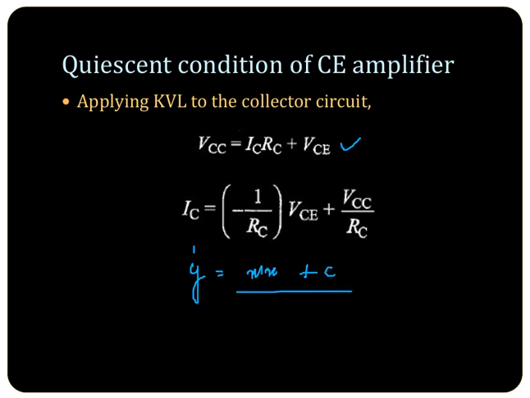This is the equation of a straight line. So the slope of the straight line, if you take IC as the y-axis variable, that is what we are taking on the output characteristics, and the x-axis variable is VCE, you will get the slope of the line as minus 1 by RC, and the y-intercept C, which is VCC by RC.